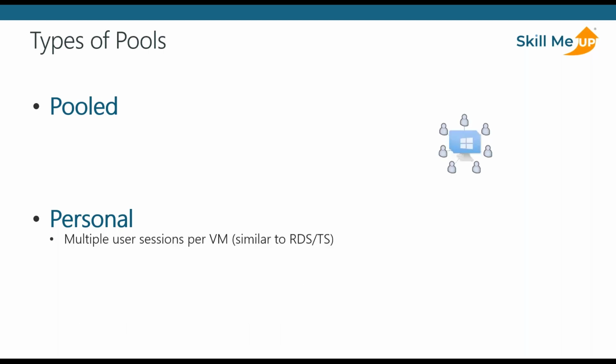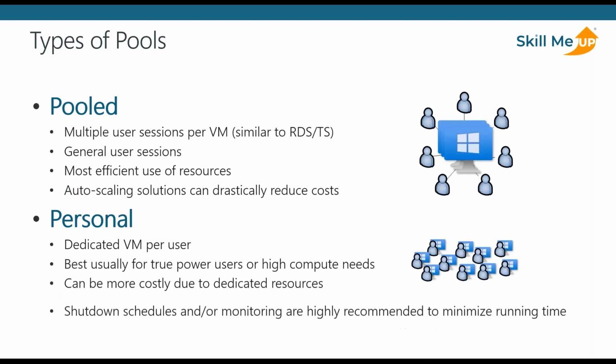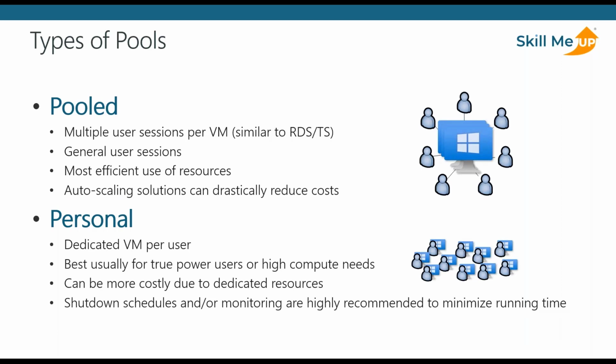But then you also have the pooled environment, which is more what you're used to in a traditional desktop terminal services environment, where you have a pool of VMs and multiple users connect to it with multiple sessions. The idea being is that the pooled environment is usually a more efficient use of resources because you're not having to pay for one VM per each person, and therefore you can have some shared resources. Also, an auto scaling solution can drastically reduce the costs.